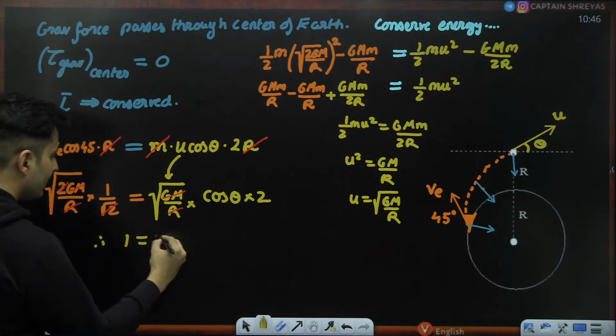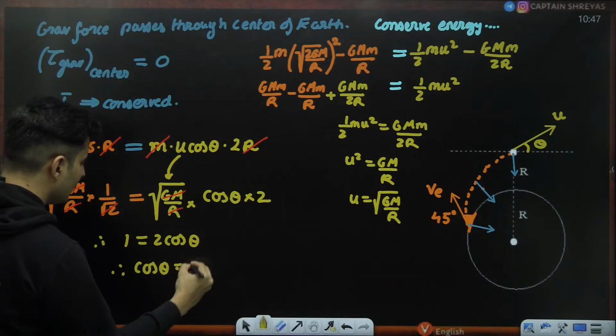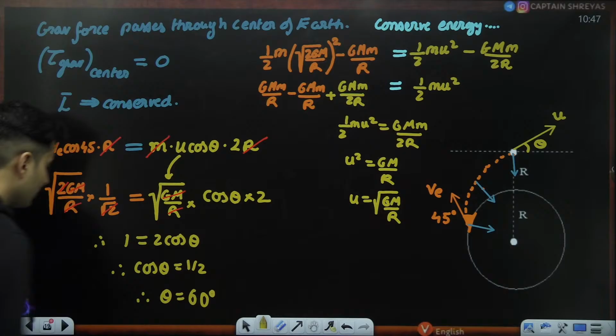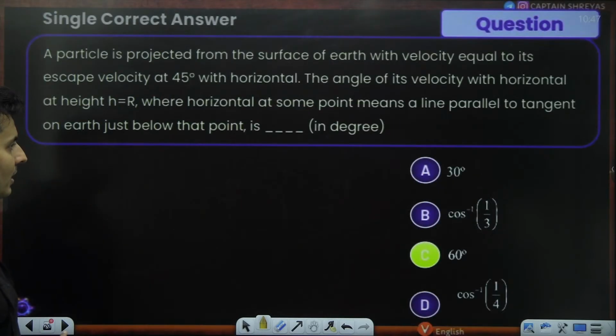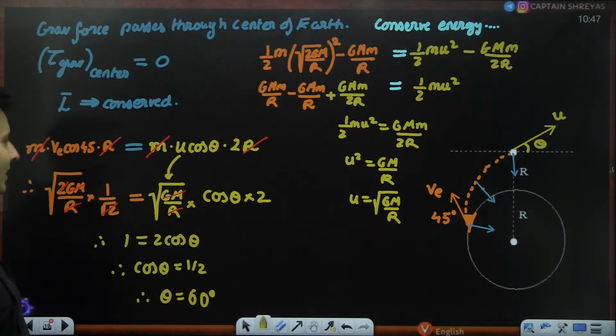Therefore 1 is equal to 2 cos theta. Therefore cos theta is equal to half. Therefore theta is equal to 60 degrees. So the answer is 60 degrees. Let's figure it out. Oh yes, it is 60 degrees, guys. Perfect. It is 60 degrees.